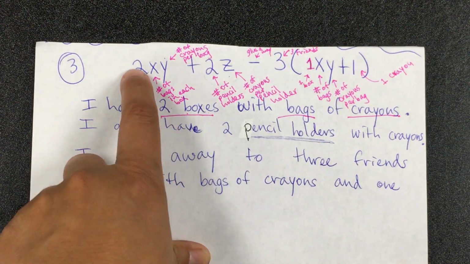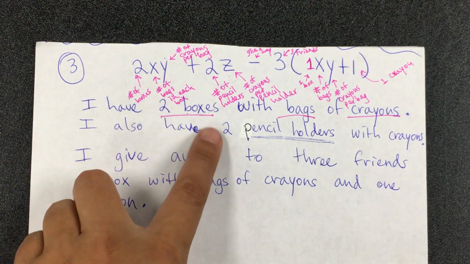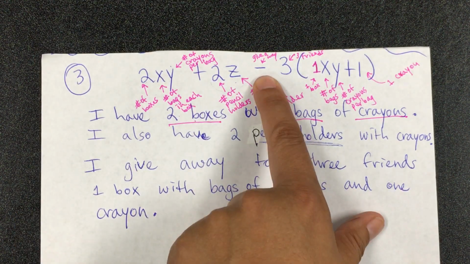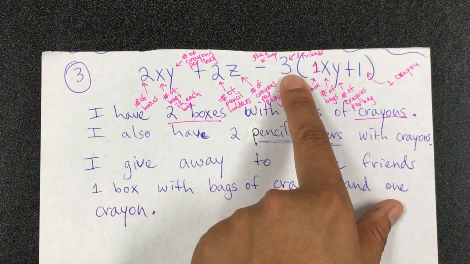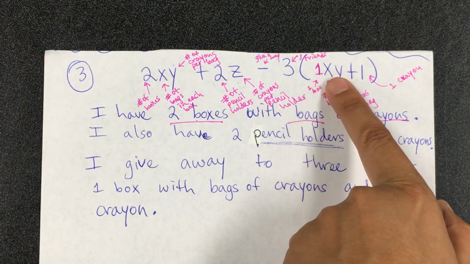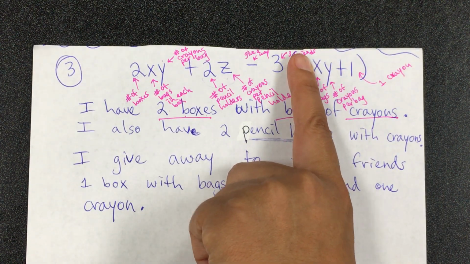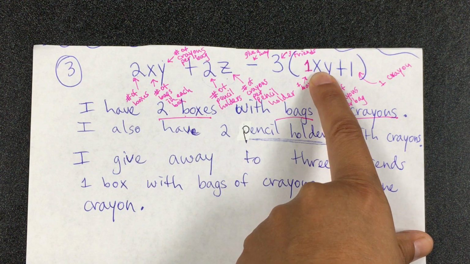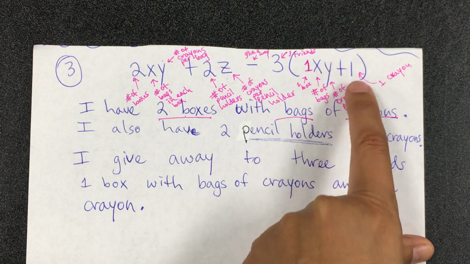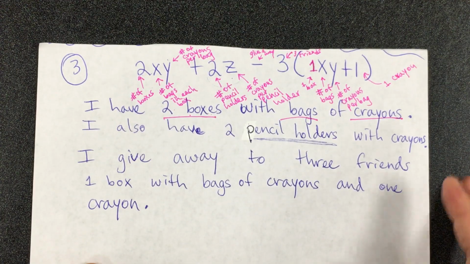I have 2 boxes with bags of crayons. I also have 2 pencil holders with crayons. I give away to 3 friends. So each one gets whatever is inside here, right? A box, 1 box. We don't put the 1 in there. If you need to put it, that's fine. 1 box with bags. The X represents the bags of crayons, and 1 crayon. Okay, so that will be the whole expression right there.